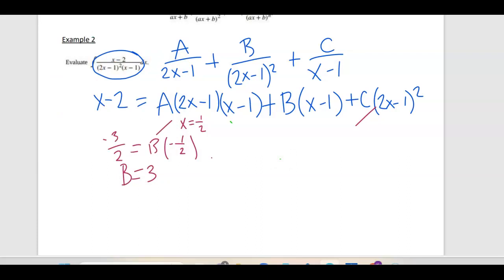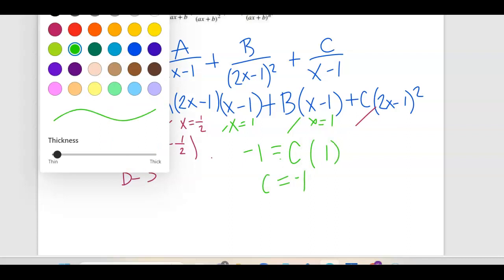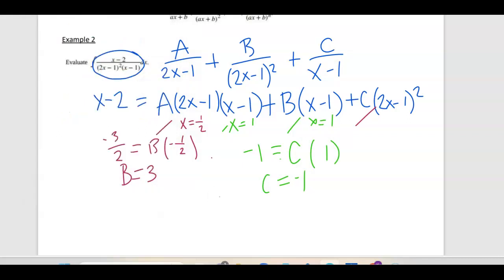Okay, if I let x equal 1, then I get rid of a and b, and I'm left with just c. So I have negative 1 equals c. When I plug in 1, I get 2 times 1 squared, so c equals negative 1. Looks great.